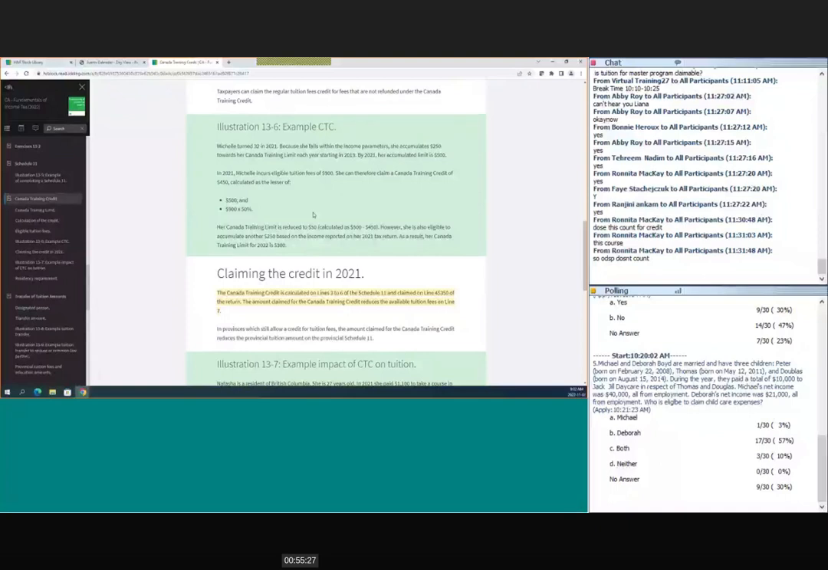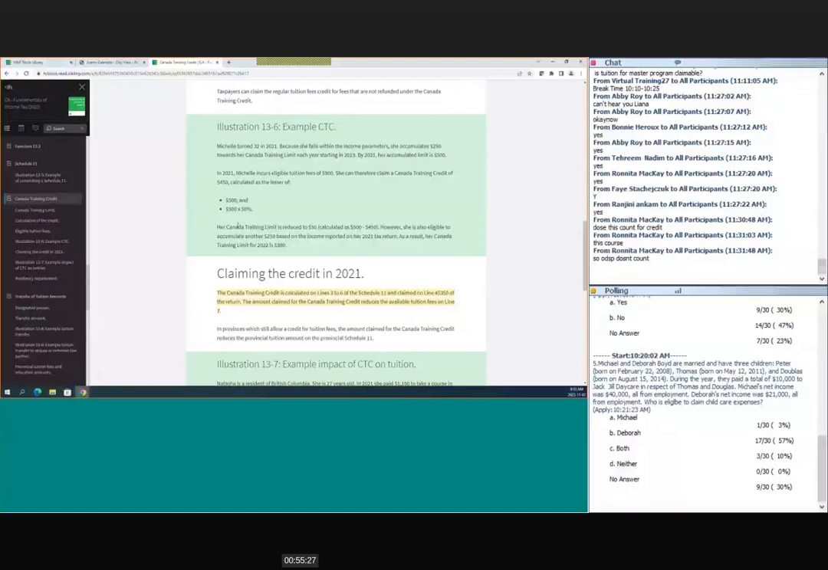So now by 2021, her accumulated limit is $500 because she filed in 2019 and 2020, and we're just talking 2021. So in 2021, Michelle had eligible tuition fees of $900. She can therefore claim a Canada training credit of $450, calculated as the lesser of $500 or 50% of $900. So she'll claim it, and this is refundable.